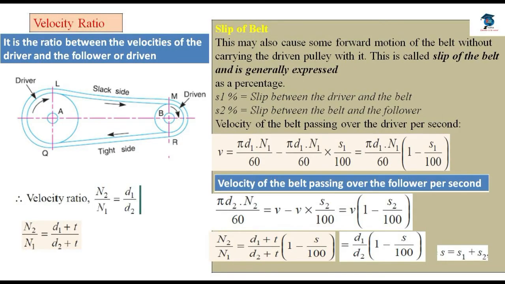Velocity ratio: it is the ratio between the velocities of the driver and driven pulley. In the figure shown, N1 and N2 are the speeds of the driver and driven pulleys, whereas D1 and D2 are the diameters. Velocity ratio can be expressed as N2 by N1 is equal to D1 by D2. If the thickness of the belt, small letter t, is included, then the expression changes as shown here: N2 by N1 is equal to D1 plus t divided by D2 plus t.